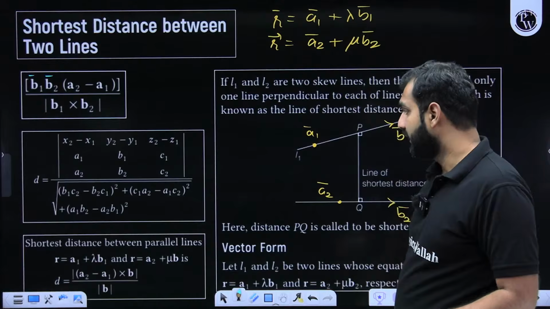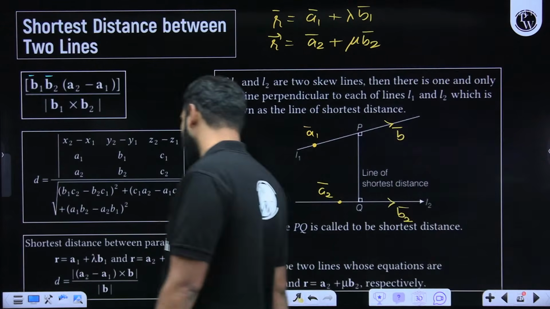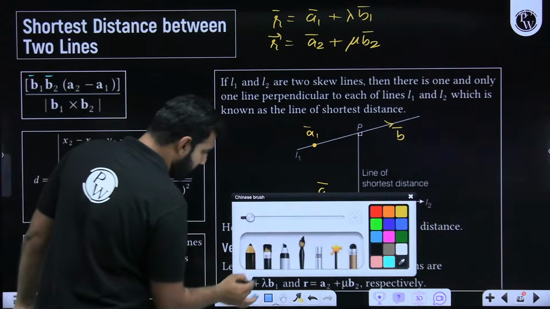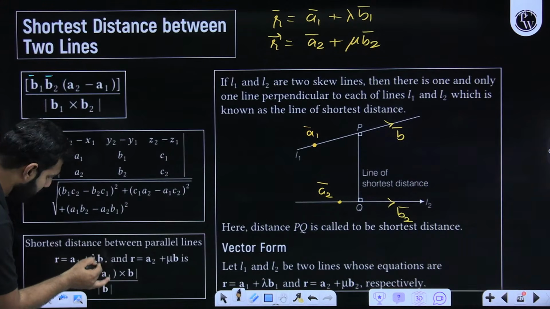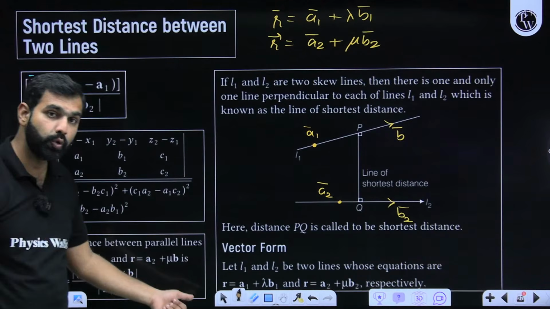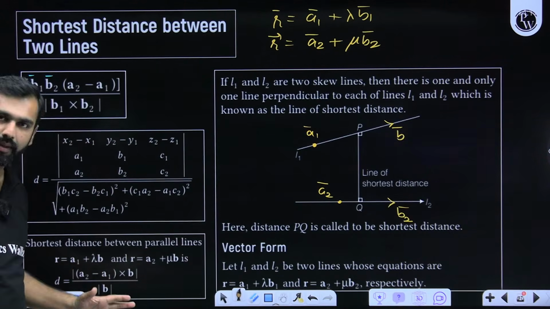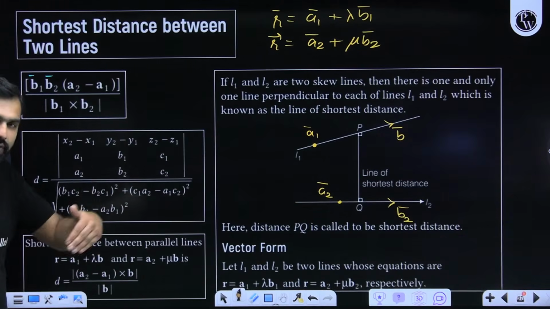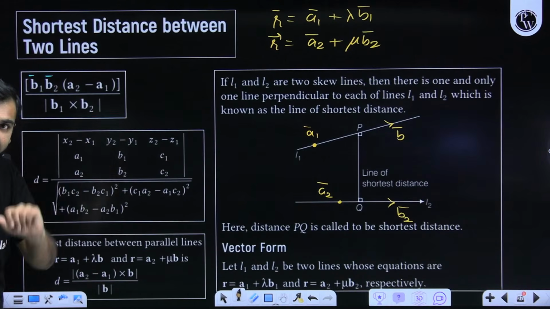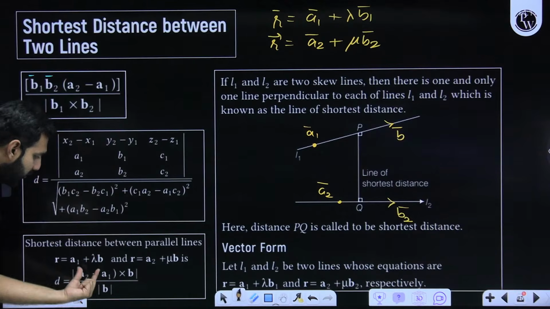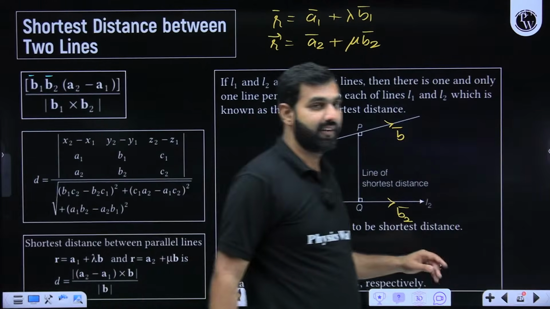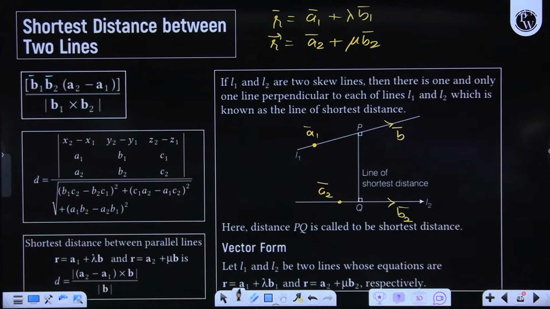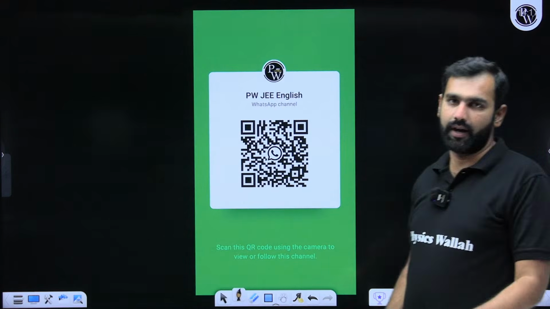Let's say the two lines are parallel. If the two lines are parallel, what does it mean? In that case, the equations of these lines will be A1 plus lambda b and A2 plus mu b, because they are parallel, so b and b will be the same. In that case, if they are parallel, there will be only one distance, the distance between those two lines, which is given by A2 minus A1 cross b upon mod b. Remember that. I hope this whole slide is very well understood by you all. Take a screenshot of this complete slide, because it is one of the most important concepts of vectors in 3D on which questions will be asked.